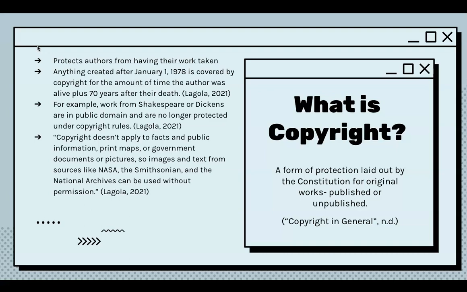For example, Shakespeare and Charles Dickens are in public domain and are no longer protected under copyright laws. Copyright doesn't apply to facts and public information, print maps, or government documents or pictures, so images and text from sources like NASA, the Smithsonian, and the National Archives can be used without permission.